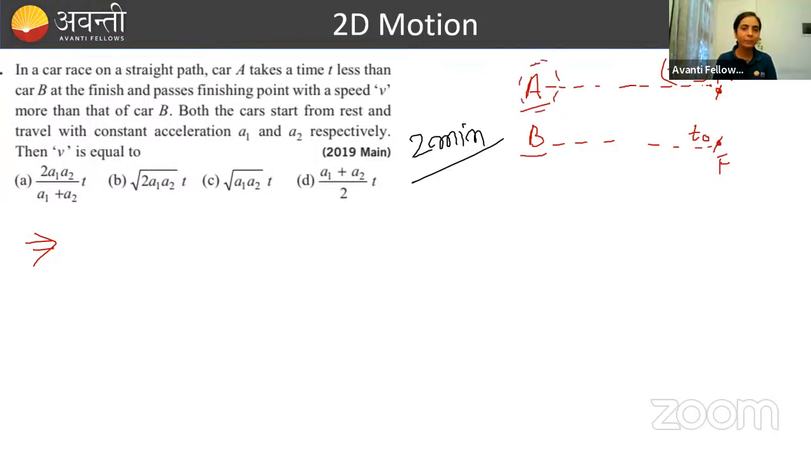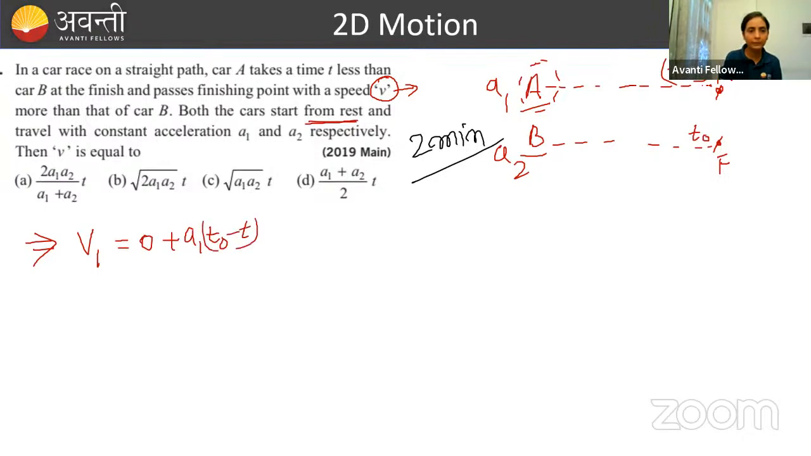If A is reaching earlier, it means at this point its velocity must be greater than that of B. The acceleration of A is A1 and that of B is A2. If you solve it, the final velocity for A, V1, will be how much? Both cars start from rest, so the initial velocity is 0. So 0 plus A1 times (t naught minus t) for the first, and for the second it will be 0 plus A2 times t naught.